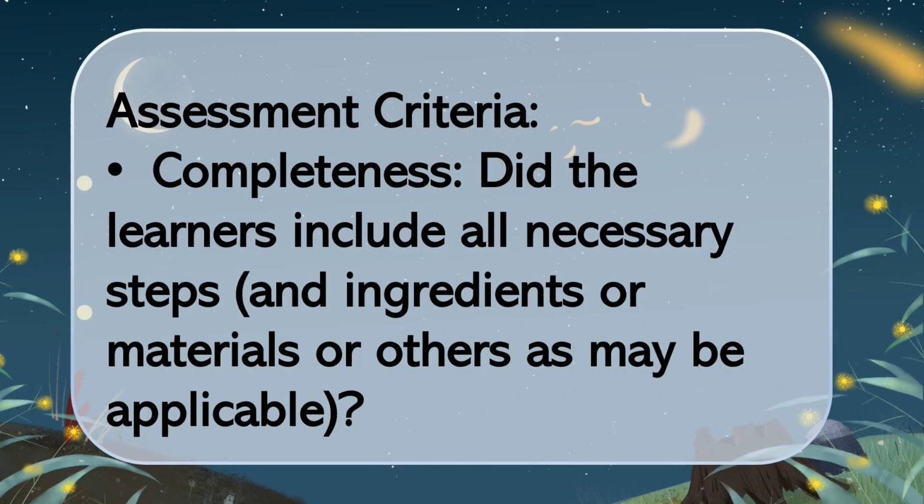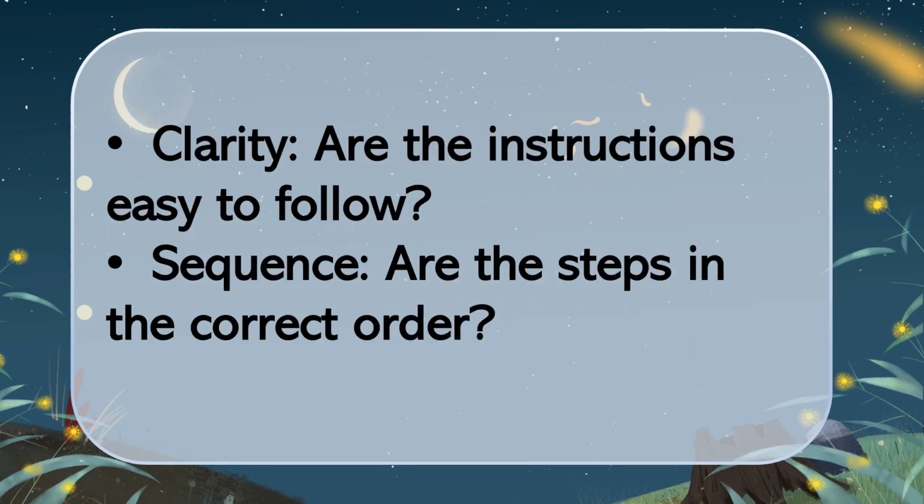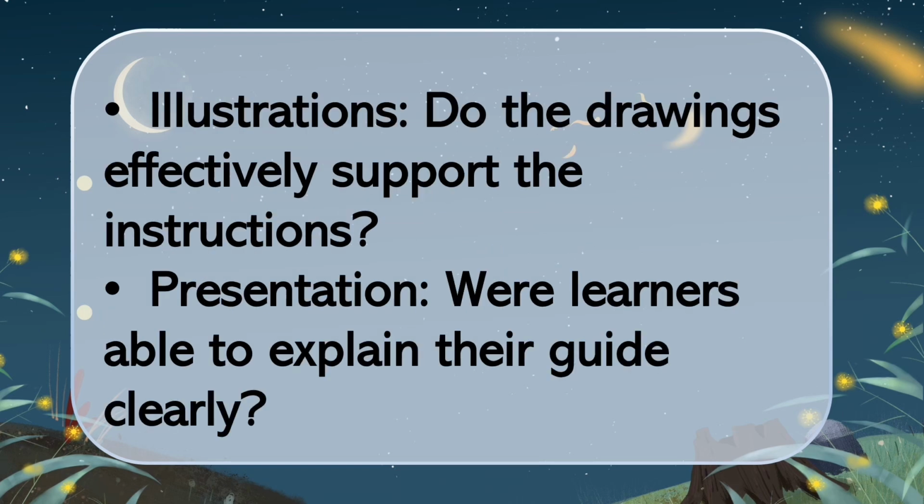So here is our assessment criteria. Completeness: did the learners include all necessary steps and ingredients or materials, as may be applicable? And then clarity: are the instructions easy to follow? Sequence: are the steps in the correct order? For the illustrations, do the drawings effectively support the instructions? And for presentation, were learners able to explain their guide clearly?